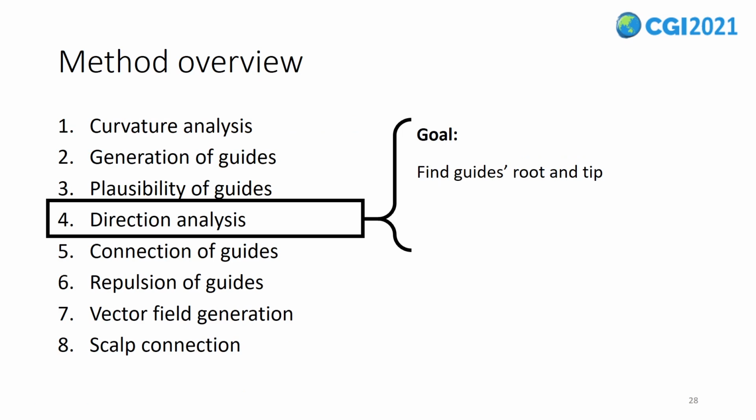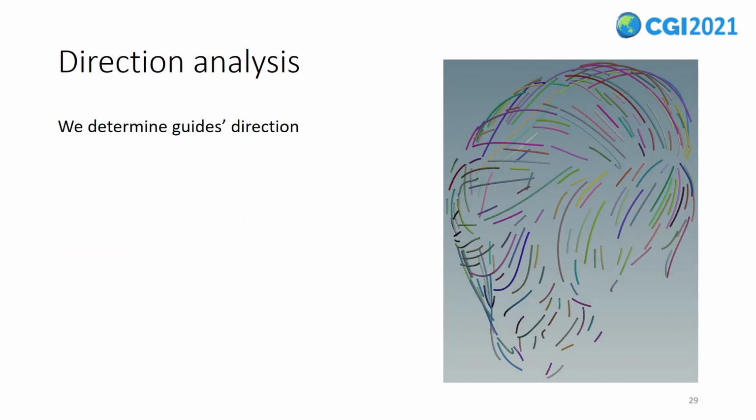After that, we have the direction analysis, where the goal is to find the guide's root and tip. Here we want to determine the guide's direction based on where the root is for each guide.